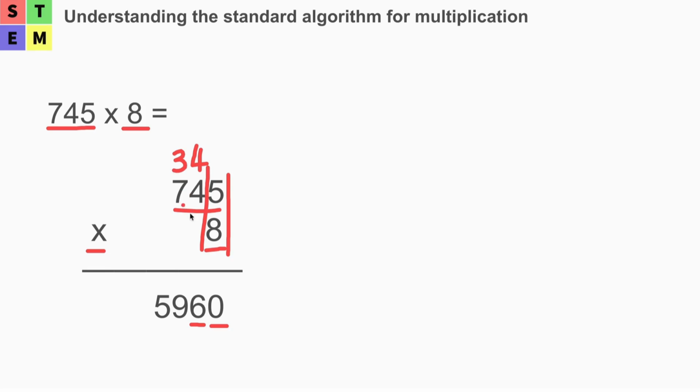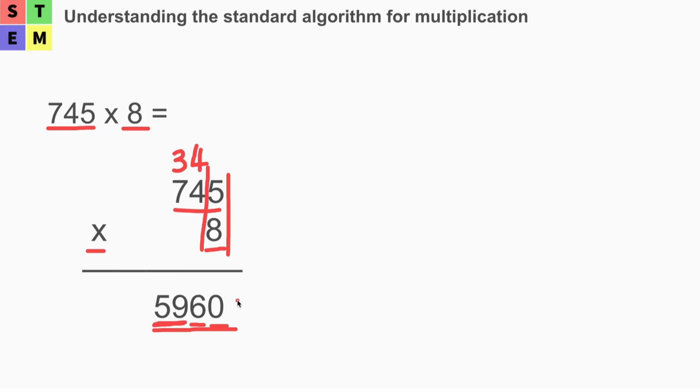And then 7 times 8 equals what? 56. And 56 plus 3 is 59. So that's why we have 59 here. Overall, the result is 5,960 from this calculation.